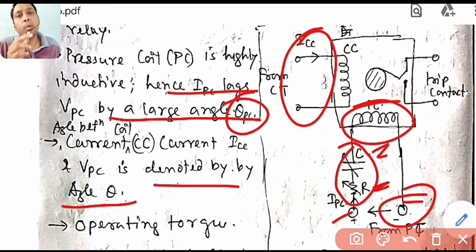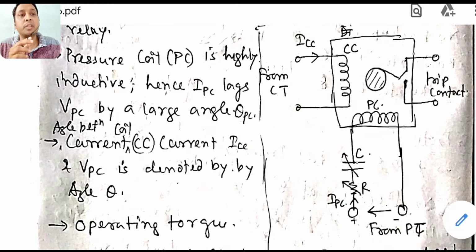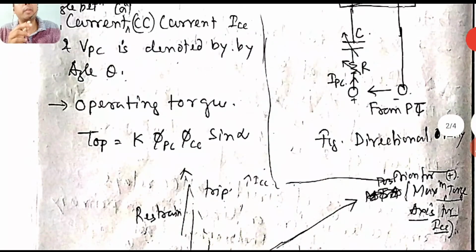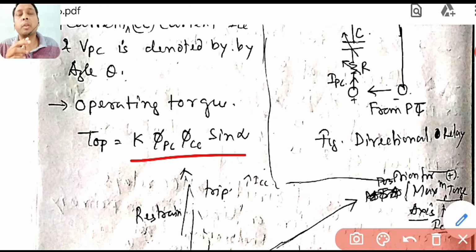What is the system load factor? What is the fault condition? After the fault, what is the angle between the voltage and current? Before the fault, what is the angle? So that depends on this. Now what is the operating torque? For the electromechanical relay, we have derived it. Operating torque is directly proportional to phi1, phi2 and sine alpha. You can remember this one. What is alpha? Alpha is the angle between these two fluxes.